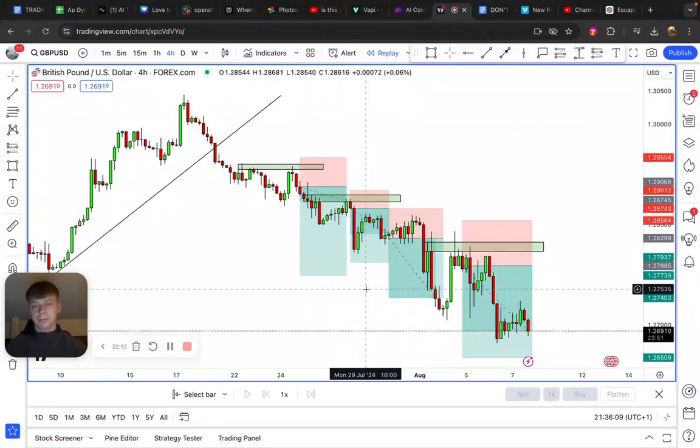So, look at this example, take it on board. Maybe you can backtest this, maybe you can live test it with very small lot sizes and see if it works for you. I hope you enjoyed this one.